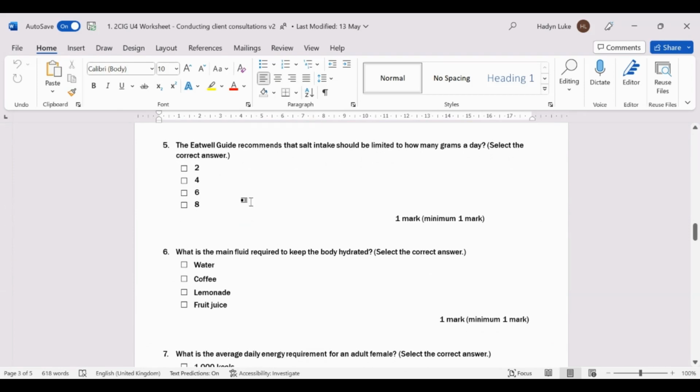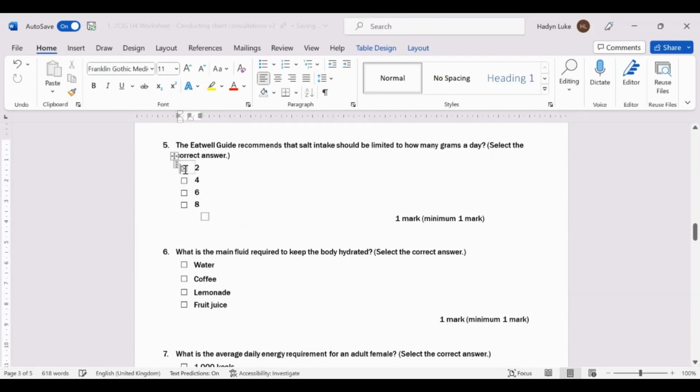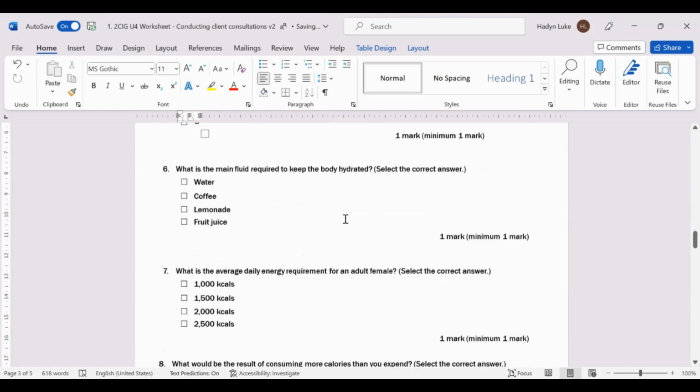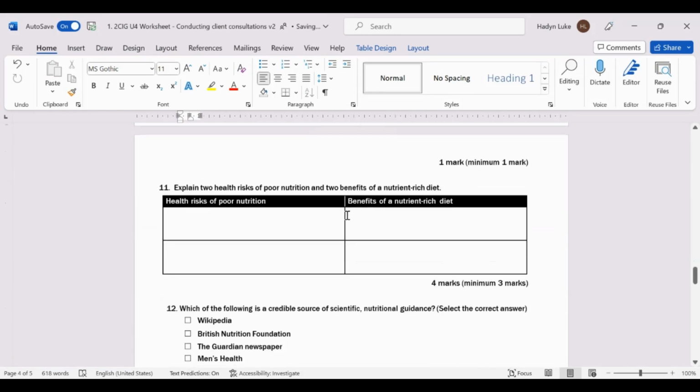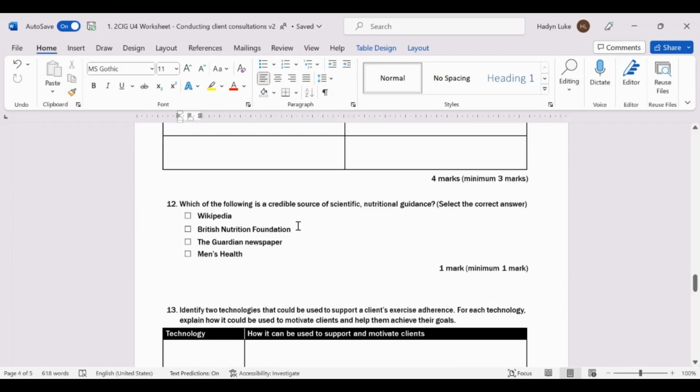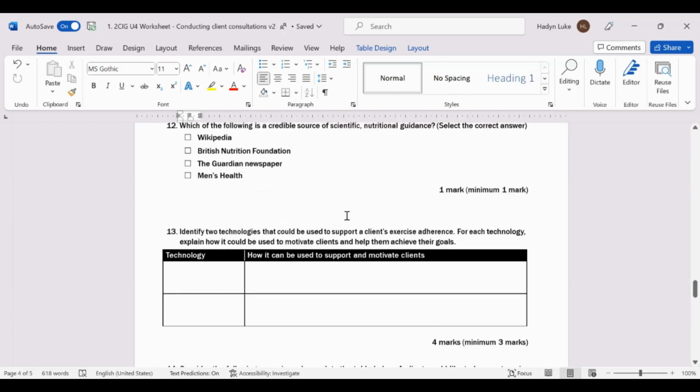You've then got some multiple choice ones, so the Eatwell guide should just be a matter of clicking the boxes and you can choose your answer. And then finally, for question 11, explain 2 health risks of poor nutrition and 2 benefits. Hopefully, we can explain that after completing the content of Unit 4. Which of the following is a credible source of scientific nutritional guidance? Again, I shall leave that to your discretion.